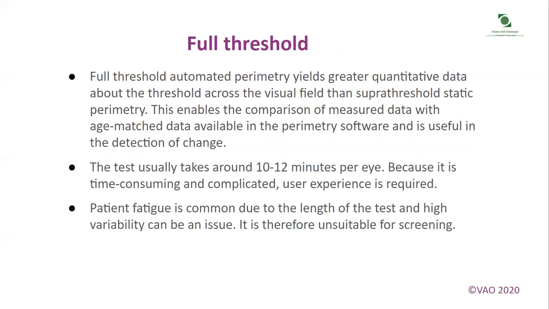Full threshold automated perimetry yields greater quantitative data about the threshold across the visual field than suprathreshold static perimetry. This enables the comparison of measured data with age-matched data available in the perimetry software and is useful in the detection of change. The test usually takes around 10 to 12 minutes per eye.